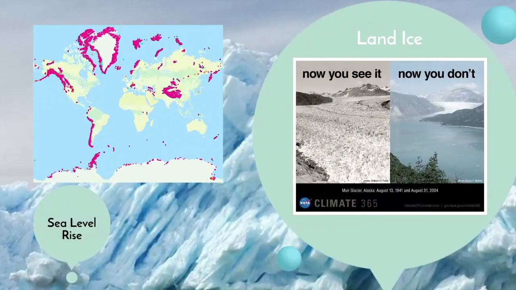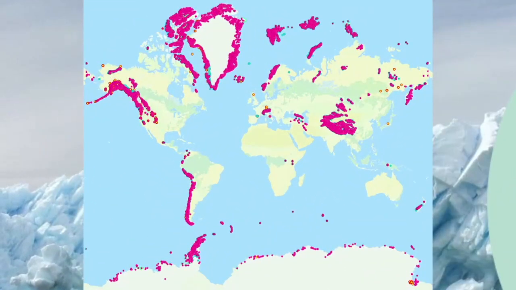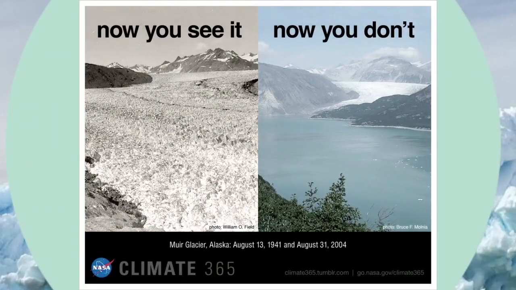Now let's take a closer look at land ice. As you can see from this map, in addition to the largest land ice sheets in Greenland and Antarctica, land ice also exists around the world in places where snow that falls in the winter does not melt entirely over the summer, such as in high elevation mountain areas. Like sea ice, land ice is also melting more each summer as the Earth gets warmer. An example here, Muir Glacier in 1941 compared to 2004 shows a drastic decrease in the size of this glacier.